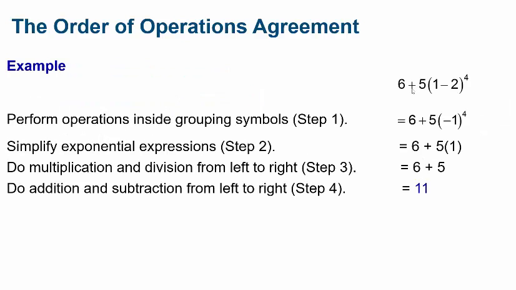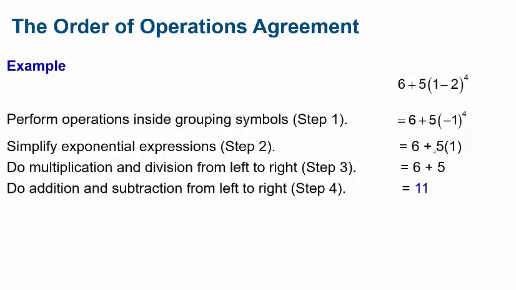All right, so let's try this one. Let's take 6 plus 5 times, in parentheses, 1 minus 2 to the 4th power. Okay, so the first thing you're going to do is perform operations inside the grouping symbol. So you're going to take 1 minus 2. Well, that gets me negative 1. Then the next thing you're going to do is exponents. So I have to do negative 1 to the 4th power. Well, that's negative 1 times negative 1 times negative 1 times negative 1. Well, that would just be 1. Whenever you have a negative number to an even power, it's going to be positive. Anytime you have a negative number to an odd power, it will be negative.